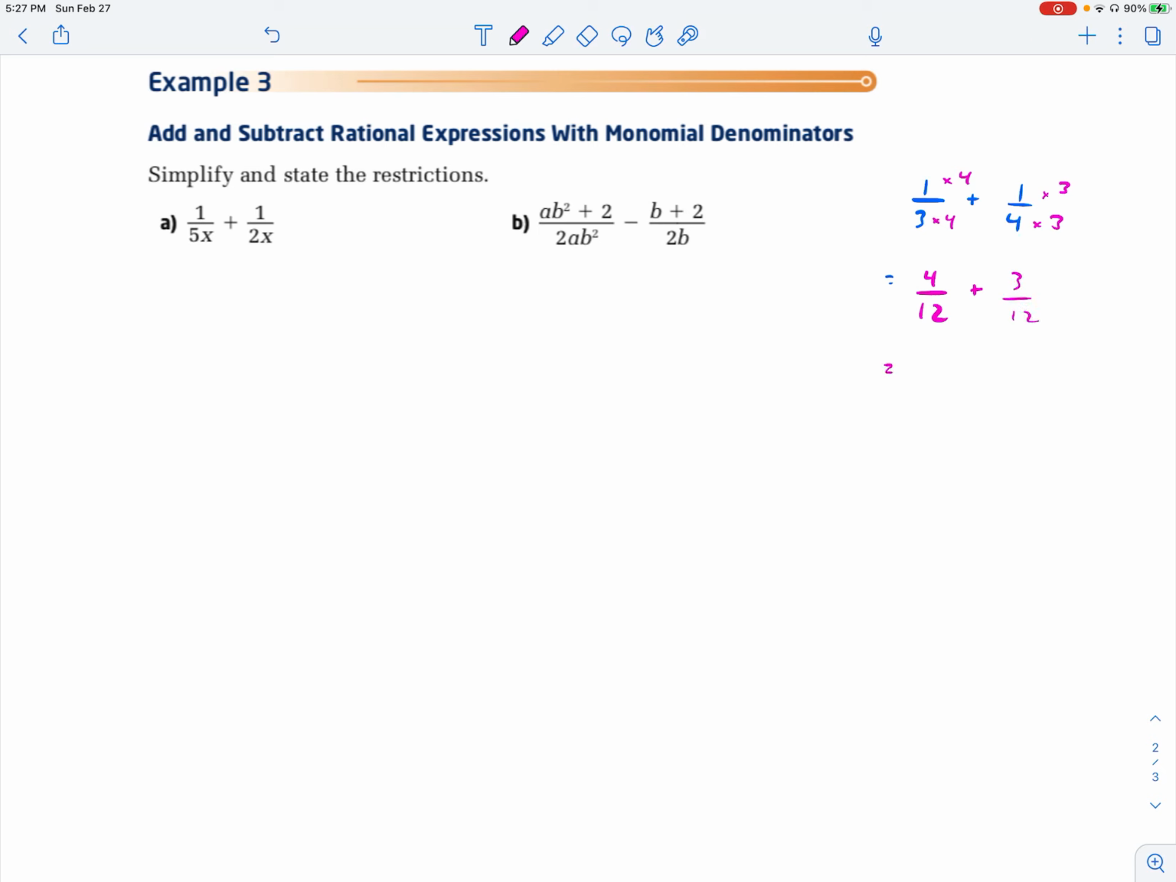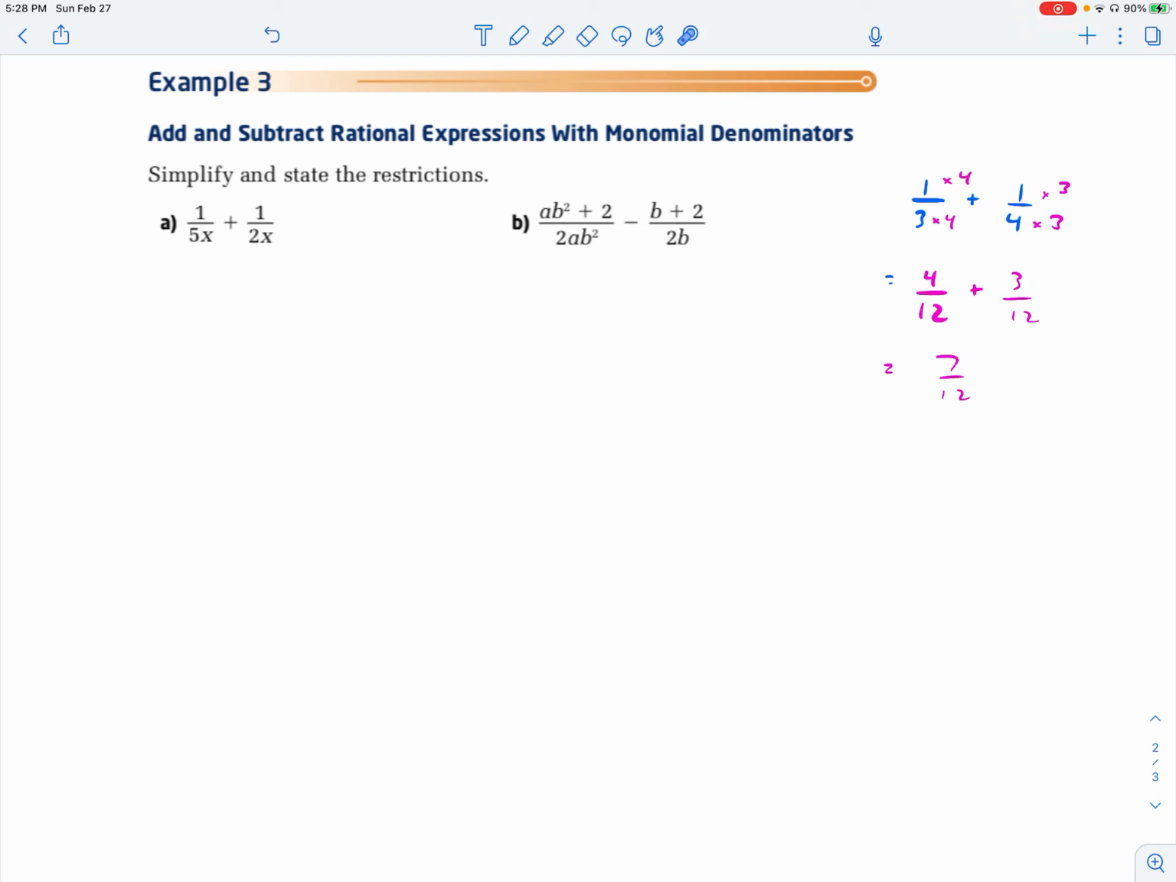This just works out to 7 over 12, because once you're adding fractions with the same denominator, or common denominator, you just do the operations to the numerator. So 4 and 3 gives us 7. And then I would simplify this, but 7 over 12, I can't do anything with that.